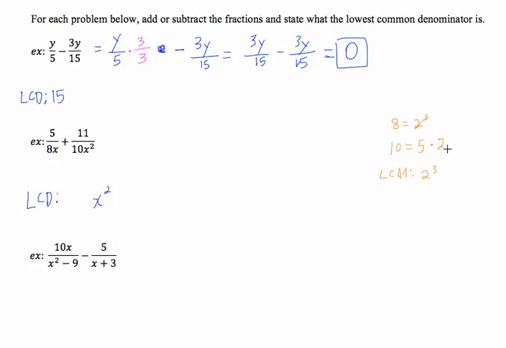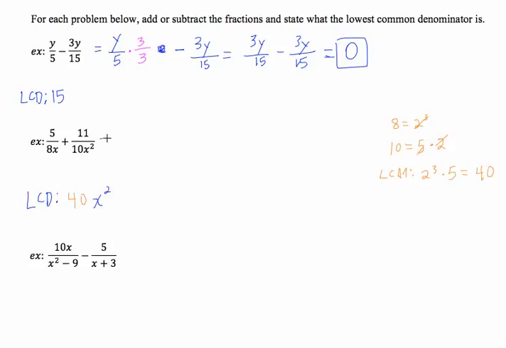That covers all of our 2's. And then we need at least 1 5 to cover that 5 there, which would be 8 times 5, which is 40. So our lowest common denominator will be 40x squared. So it's the lowest common multiple between 8 and 10.